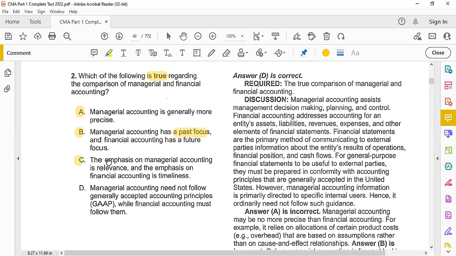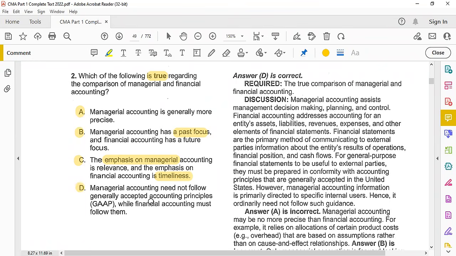C, emphasis of management accounting is relevance. They are saying management accounting provides relevant information, so financial accounting is not providing relevant information. No, it provides relevant information. I told you the purpose of general purpose financial statements is to provide useful information. Useful means relevant, faithfully presented, and comparable. So they're saying the emphasis of managerial accounting is relevance, and emphasis of financial accounting is timeliness. No, relevance is also there, and timeliness should also be there. You will never produce financial statements after 2 years, 3 years, every year, right?